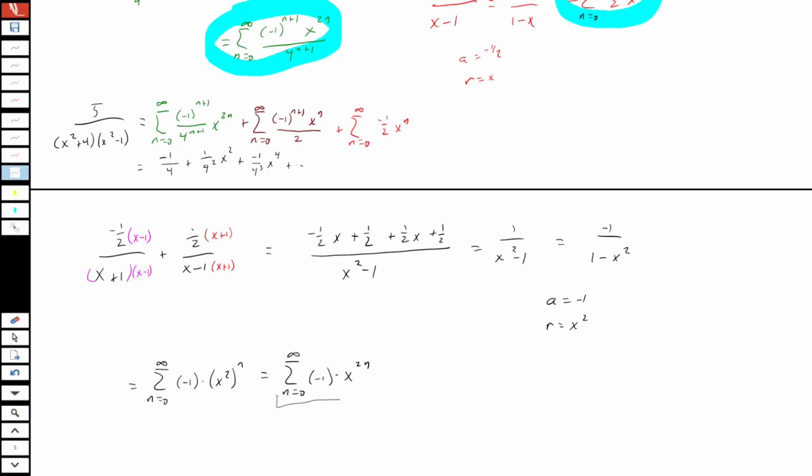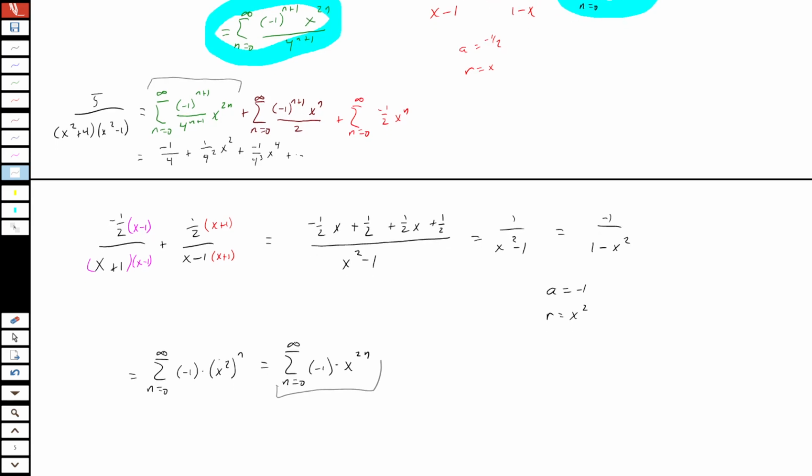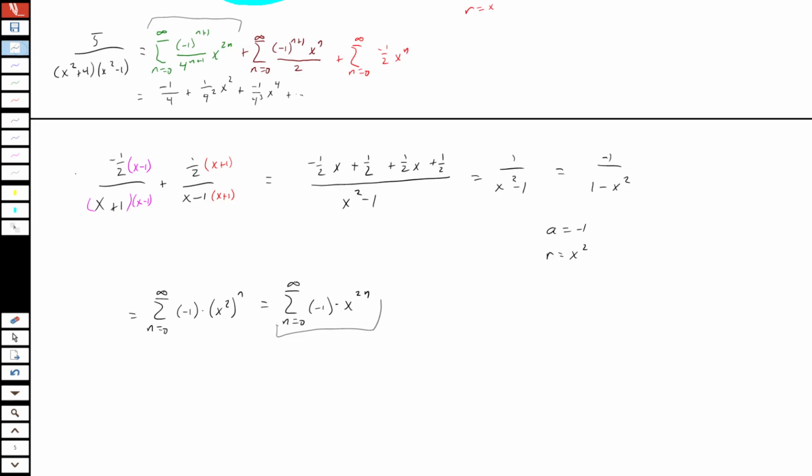Now I can combine this one and this one without too much trouble. So let's try that. I have 5 over x squared plus 4 times x squared minus 1 equals my green series here, the sum from 0 to infinity of negative 1 to the n plus 1 over 4 to the n plus 1 x to the 2n, and now my new series here, the sum from 0 to infinity of negative 1 x to the 2n.